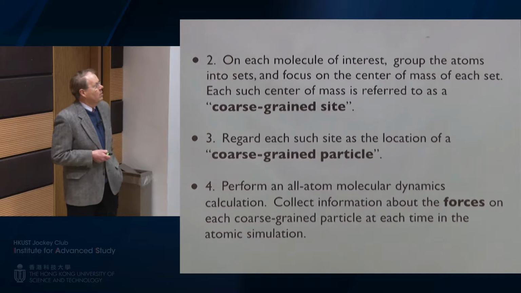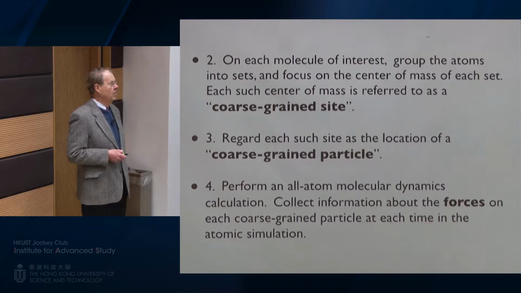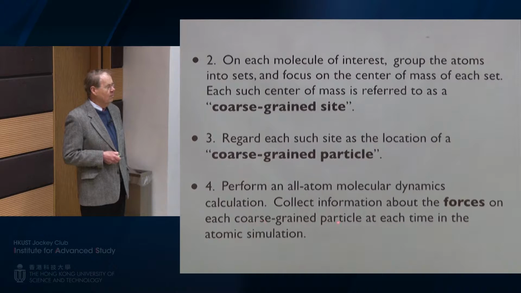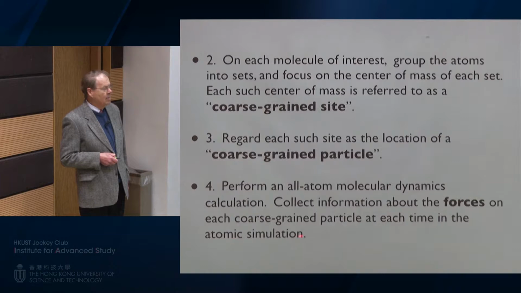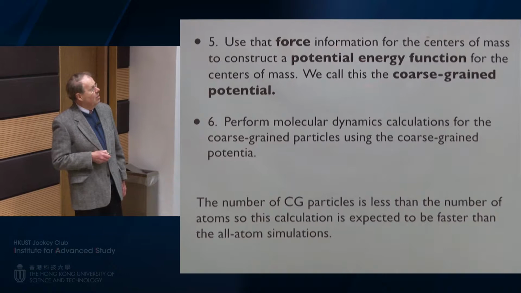In the MSCG method, what you do is perform an all-atom molecular dynamics calculation of the type I talked about before, in which you're dealing with all the atoms. And you collect information about the forces on each coarse-grained particle, that is, on the centers of mass of each of these groups, at each time in the atomic simulation. So you're gathering information about the forces on the coarse-grained particles. Then you use that force information to construct a potential energy function for the centers of mass.